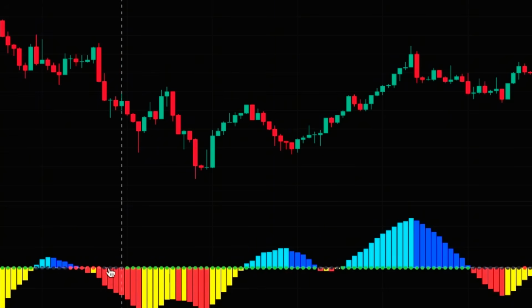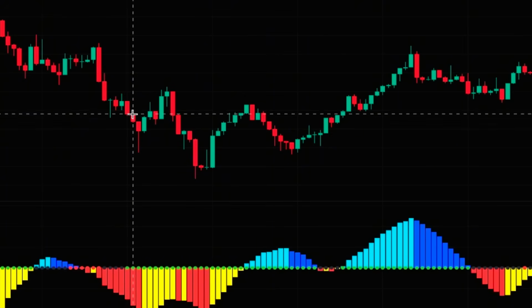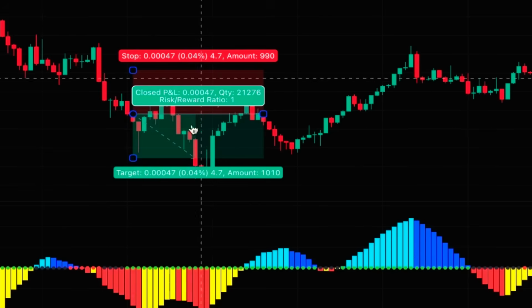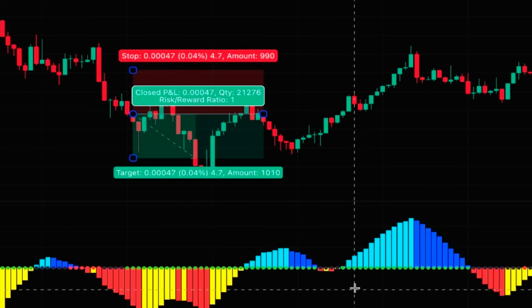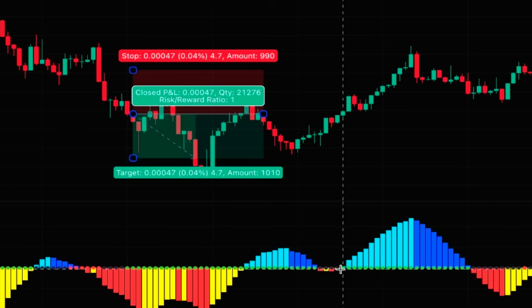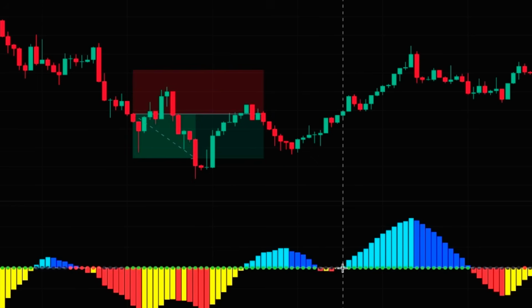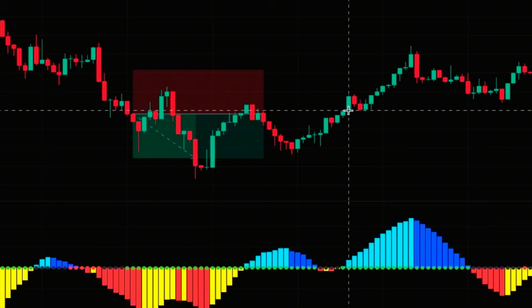For example, after these black dots, we got a green dot here. The histogram is below the center line, so we enter a short position at this point when this new candle is opened. This was an example of a short position, and for opening a long position, after black dots when we get a green dot, and if the histogram is above the center line, we enter a long position when the new candle is opened.